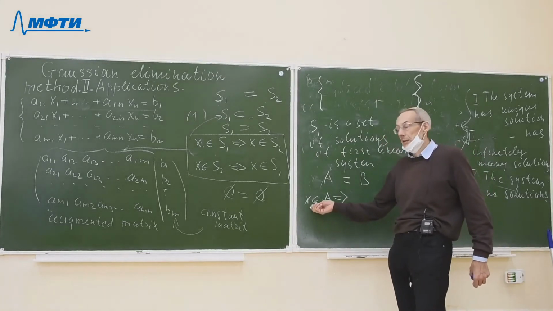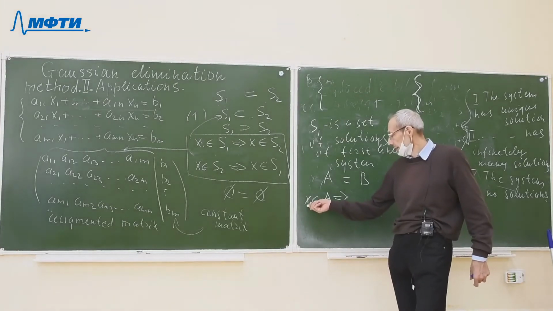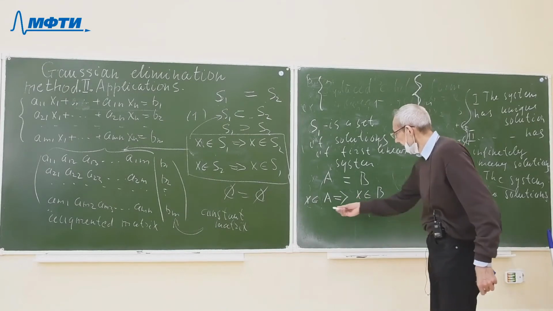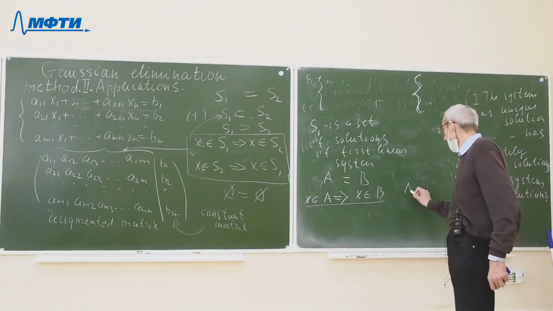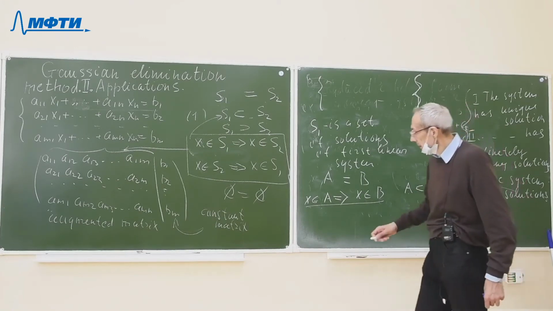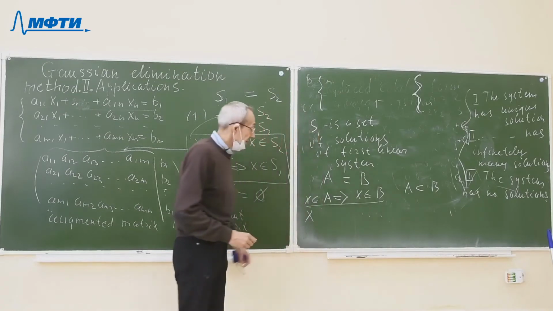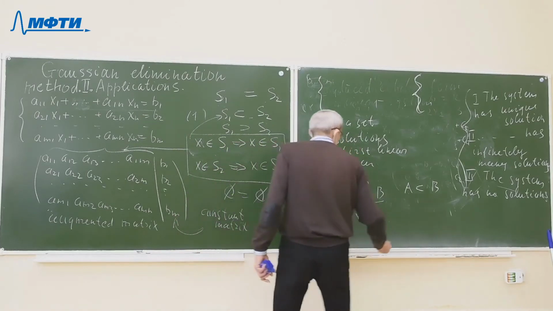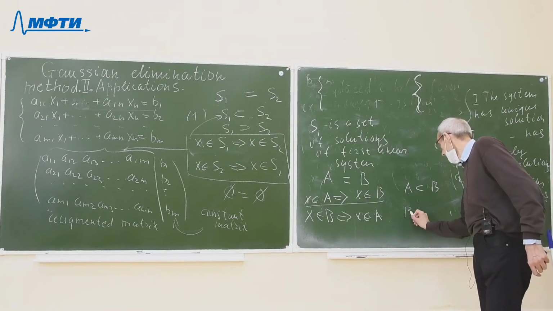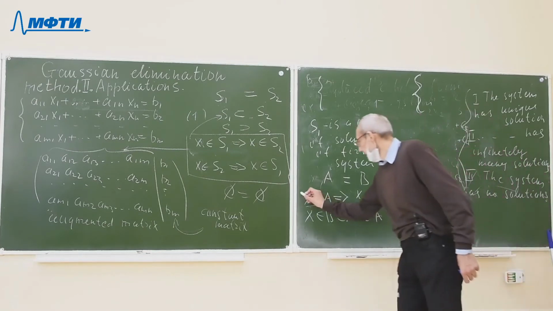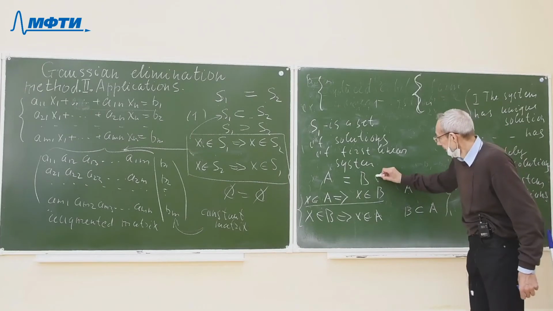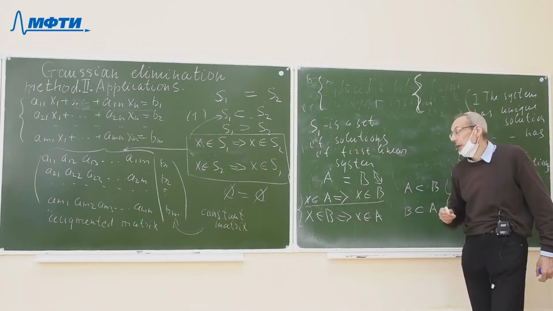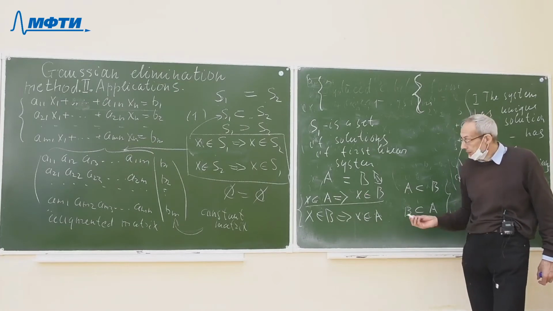Formally, from the fact that x belongs to A, it follows that x is an element of B. And this assertion is equivalent to A being a subset of B. And the opposite assertion: if x is an element of B, it follows that x is an element of A. And we have the opposite inclusion, B is a subset of A. And this means that two sets A and B coincide by definition.